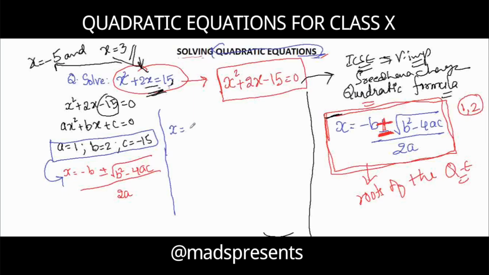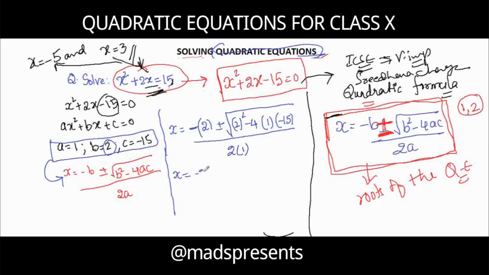So x is equal to minus, what is b here? b is 2, so minus is already given in the formula, so minus 2, plus or minus under root. What is b square? b is 2, so 2 square. b square minus 4, a is 1, c is minus 15. Don't ignore the minus, so it is minus 15, by 2a, and 2 into a is 1. Substitution is done. Now just simplify and you'll get the answer.